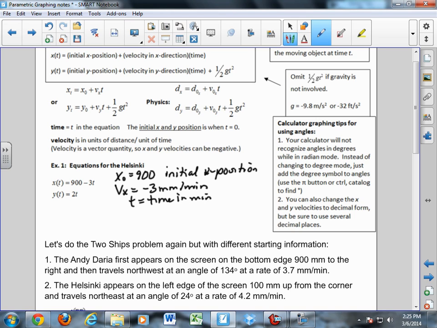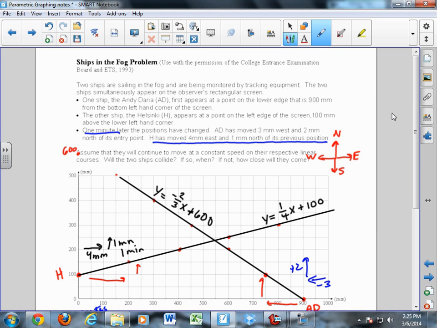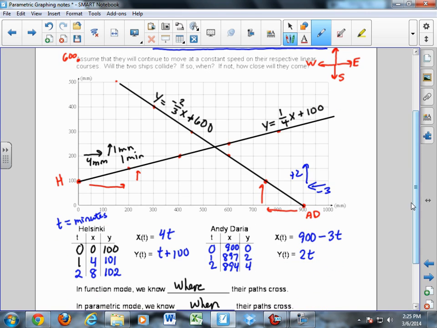When we look at our y equation, our y sub 0 is equal to 0. There was no initial y displacement. And then 2 millimeters per minute was our velocity in the y direction. And once again, no gravity involved here. Now, we were given our x and y positions in terms of velocity: we went 3 in one direction, 2 in another, 4 millimeters in one direction, 1 in another every minute. So we were given our velocities just by giving our x and y velocities.